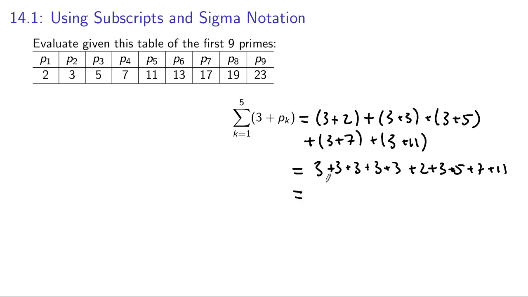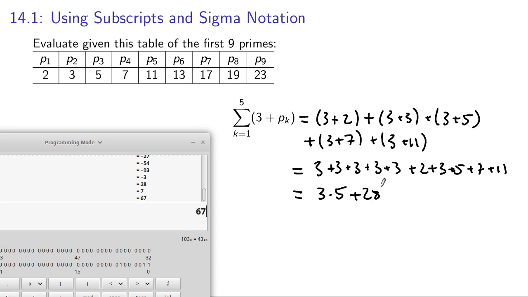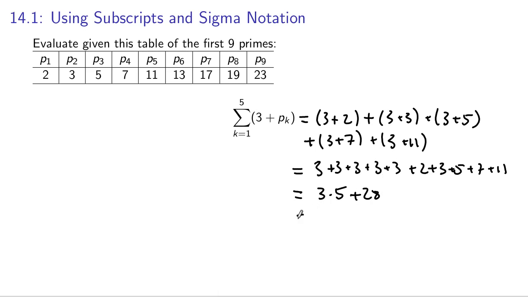Well, that's nothing but multiplication. Multiplication is repeated addition. So adding 3 to itself 5 times is 3 times 5. And this sum is nothing but the first 5 primes we've already done, which is 28. So 3 times 5 is 15 plus 28 is 43. That's a faster way of doing it, recognizing that we can leverage the definition of multiplication to make that faster.